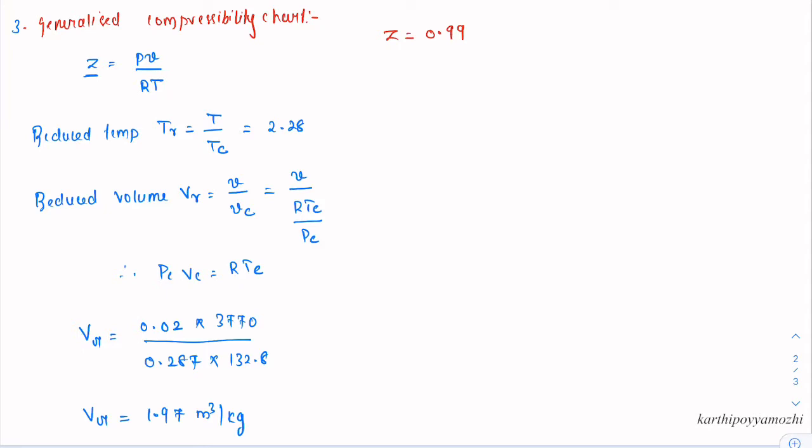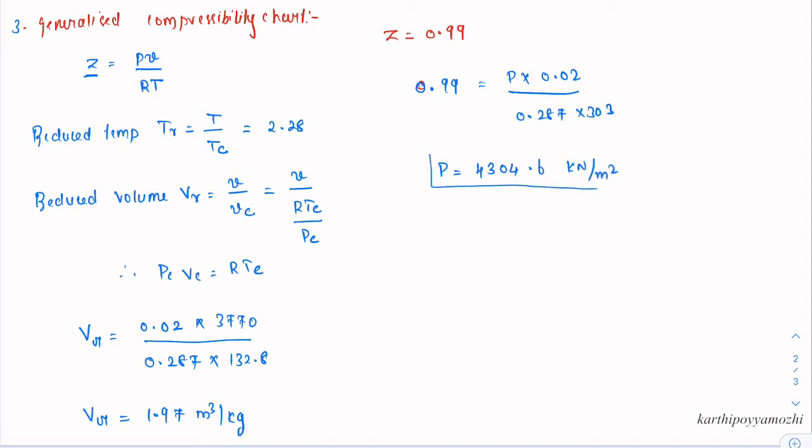When you substitute this value of Z in the equation, you can find the value of P. 0.99 is equal to P into 0.02 divided by 0.287 into 303. From this, the value of P is calculated as 4304.6 kilonewton per meter square. Now we have also found the pressure exerted by the air using the generalized compressibility chart.